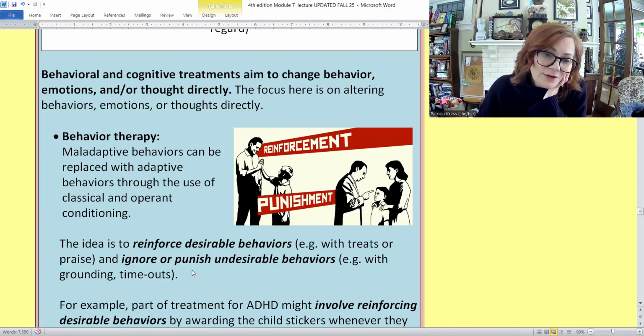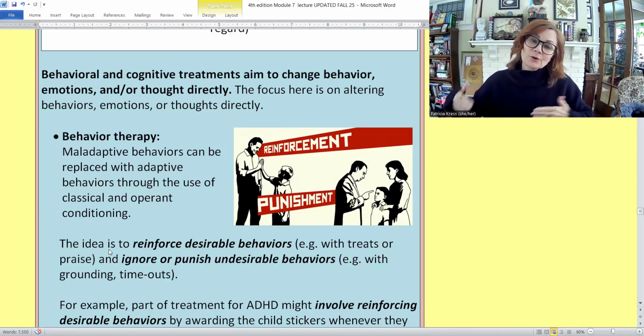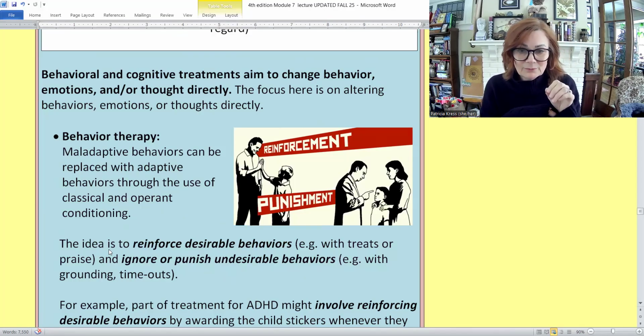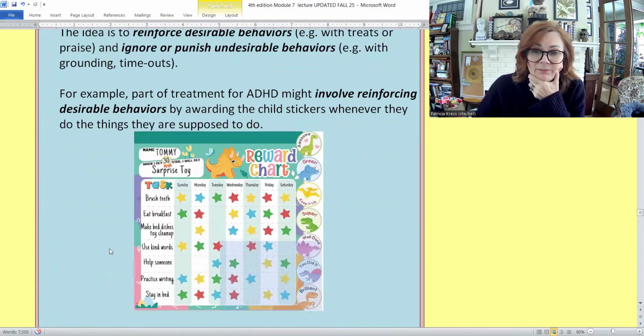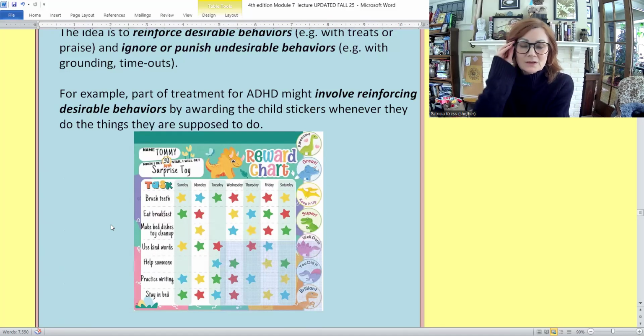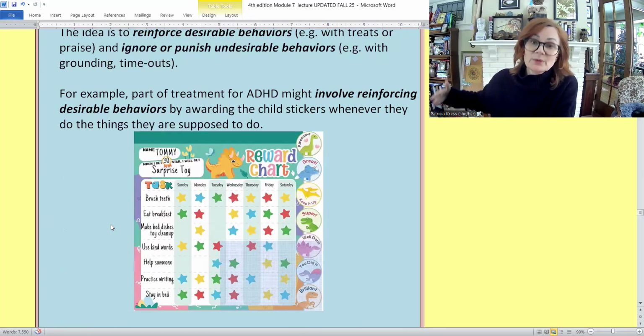So the idea here is to reinforce desirable behaviors, helpful behaviors, with things like praise or treats or other reinforcers, and ignoring or punishing undesirable behaviors with things, if you're talking about parents, for example, like grounding or timeouts. But of course, this can be parlayed into a kind of therapy, right? So for example, part of treatment for ADHD might involve reinforcing desirable behaviors by awarding the child stickers whenever they do the things they're supposed to do, right? So a sticker chart, which will encourage them to keep doing the things that eventually you want to have them doing habitually, right? It's helping to create new habits.